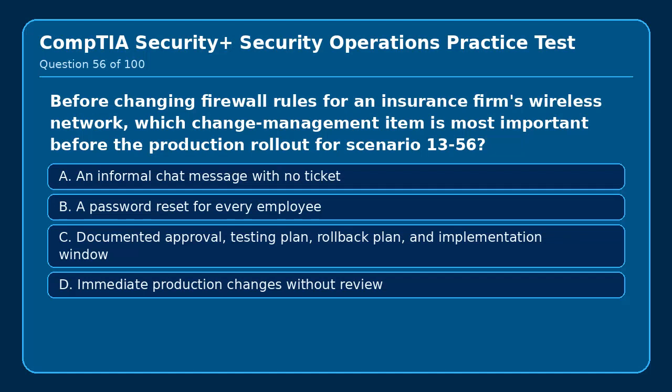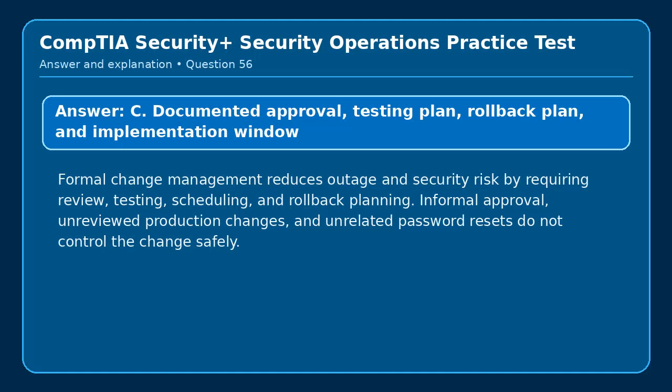Question 58. Which PKI component lets a university department's browsers verify that a server certificate chains to a trusted issuer while updating the runbook for scenario 13 to 58? A. Certificate authority. B. Packet sniffer. C. Wireless access point. D. Broadcast domain. Take a moment to choose your answer.